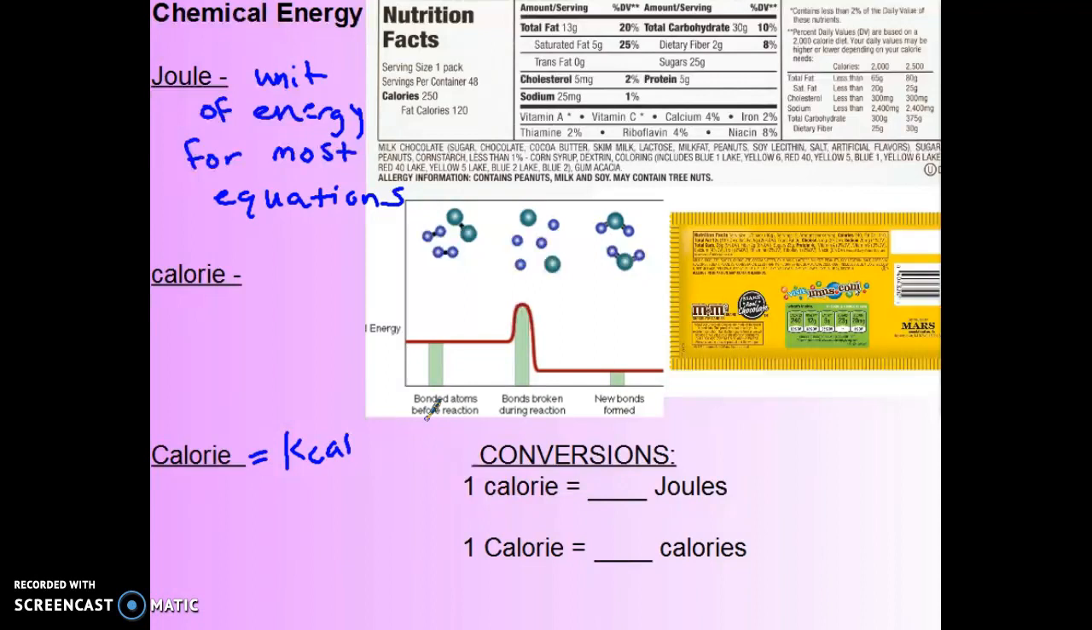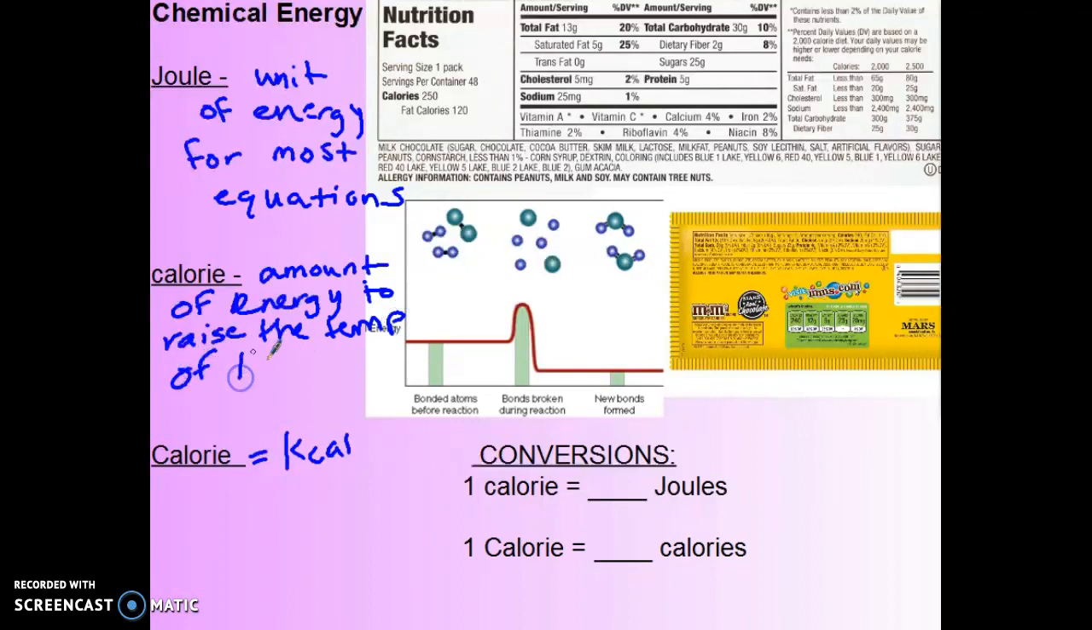The lowercase c calorie is the amount of energy it takes to raise the temperature of 1 gram of water by 1 degree Celsius. Okay, so this is a unit that's based on water, a property of water, and water takes a certain amount of energy to heat up. And so a calorie is based on that, 1 gram of water to increase by 1 degree C.